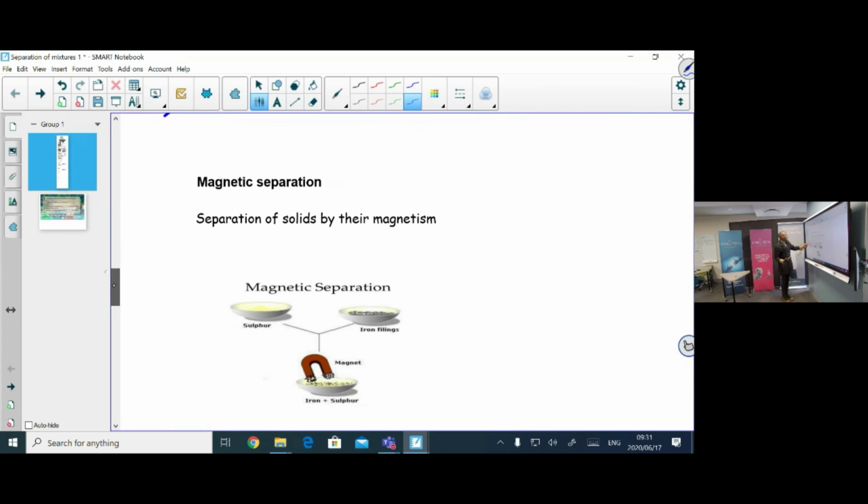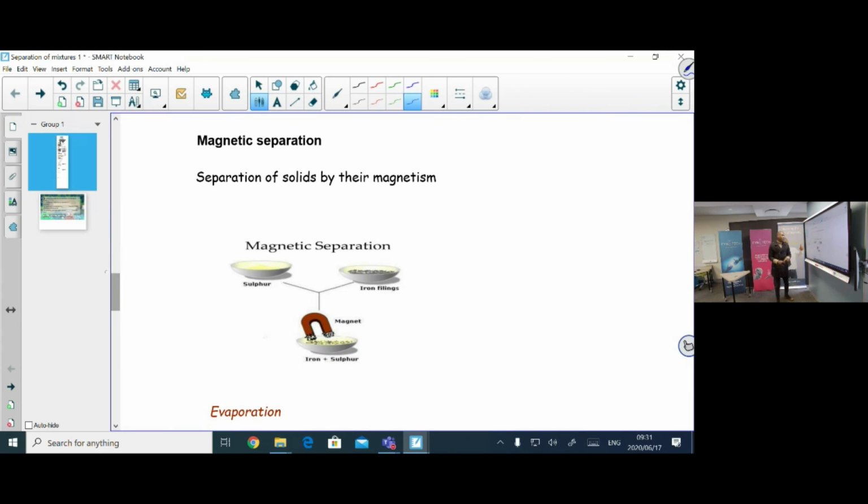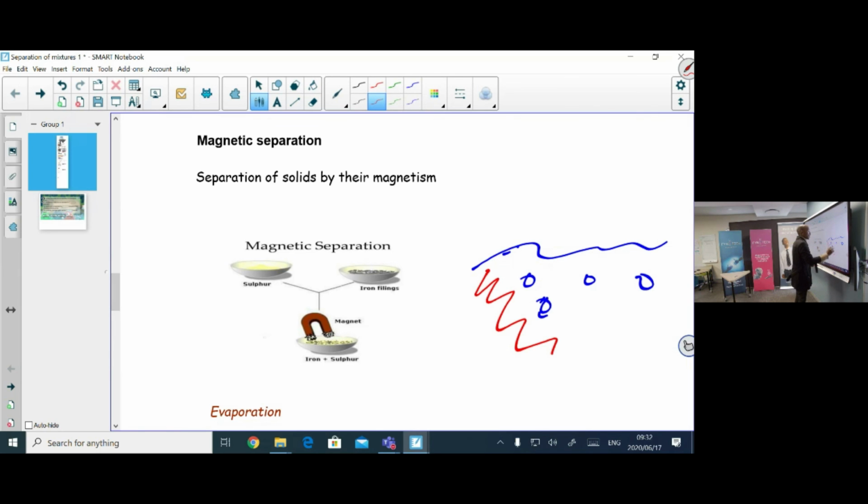So now let's look at another method of separation. Another method of separation is called magnetic separation. What happens with magnetic separation? Here we'll be looking at a mixture of solids. Say we are at the beach, a nice beach, and on the sand you lose your coin or your money. Here's your money. It's in the sand, and all of this is sand.